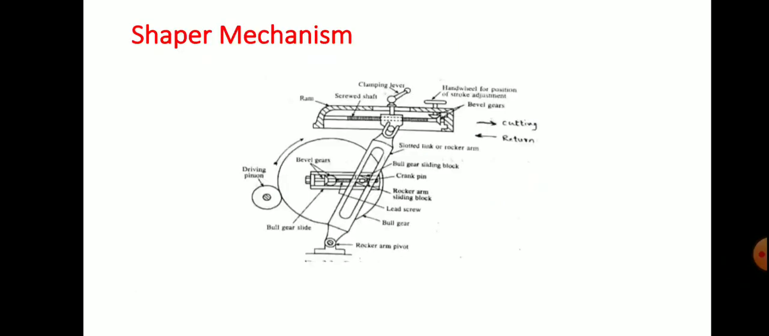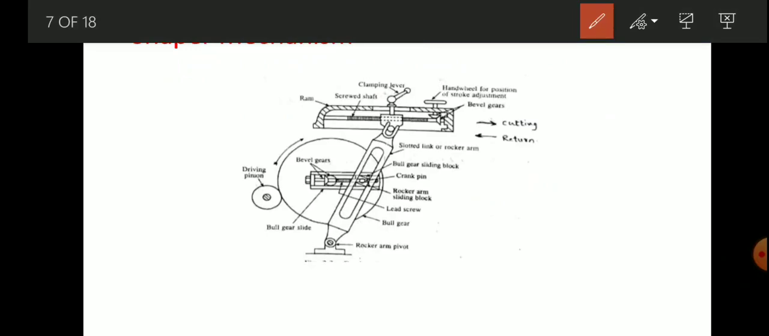So coming to the shaper mechanism, here we can see a simple sketch of the shaper mechanism, which has a large bull gear mounted within the column and is bolted radially at the center of the bull gear. This carries a sliding block into which the crank pin is fitted. Here we can see a sliding block and it is connected to the crank pin.